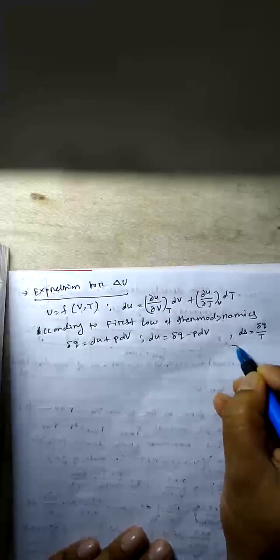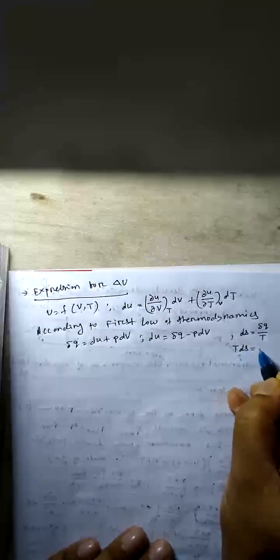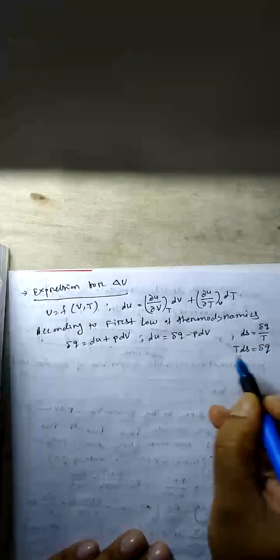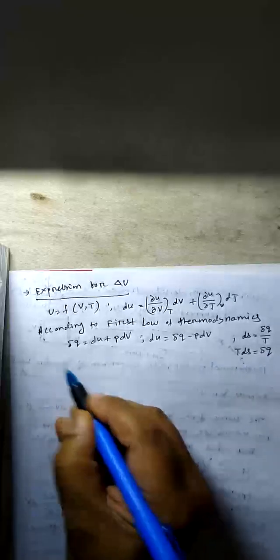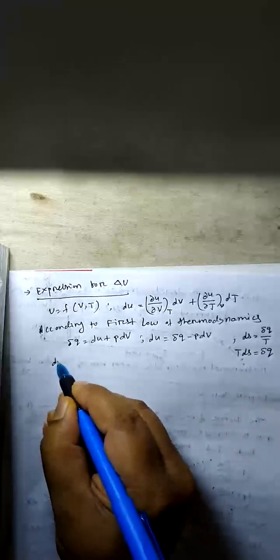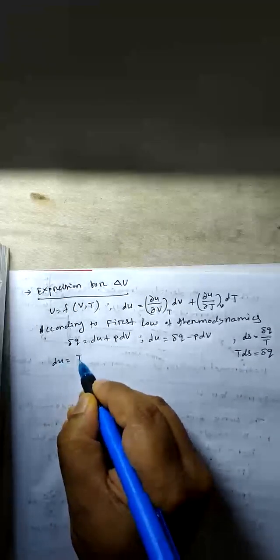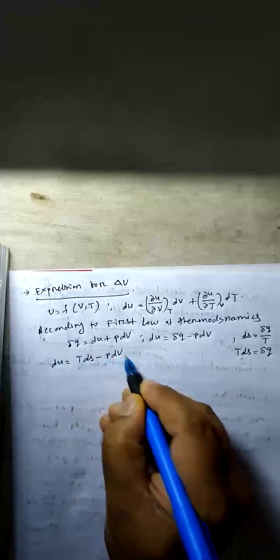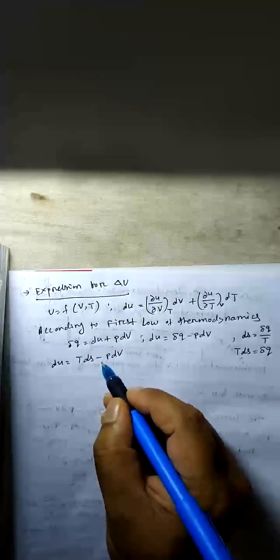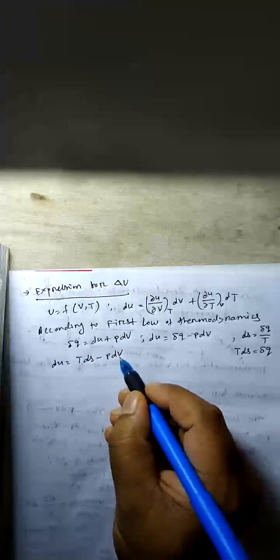That means TdS is equal to del Q. So instead of del Q, we write TdS. So here it becomes dU is equal to TdS minus PdV. Now differentiate this equation with respect to V.